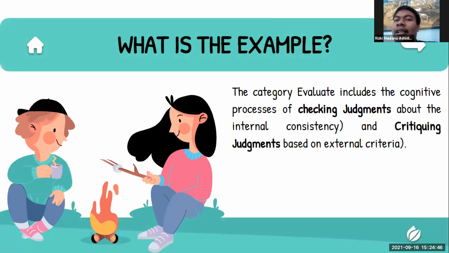Next. So what is the example? The category evaluate includes the cognitive processes of checking, judgments about the internal consistency, and critiquing, judgments based on external criteria.